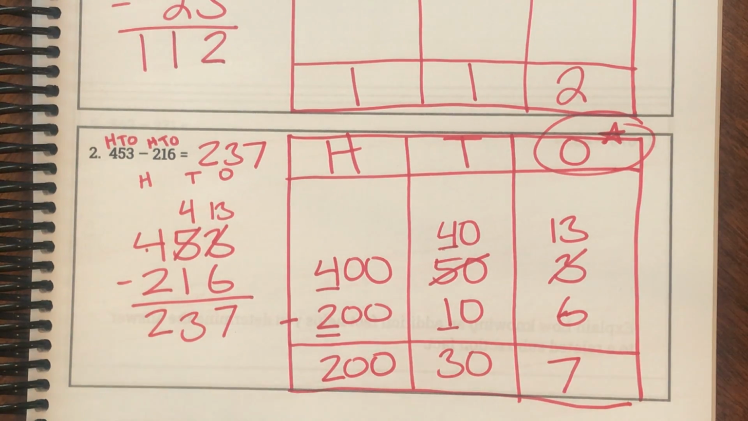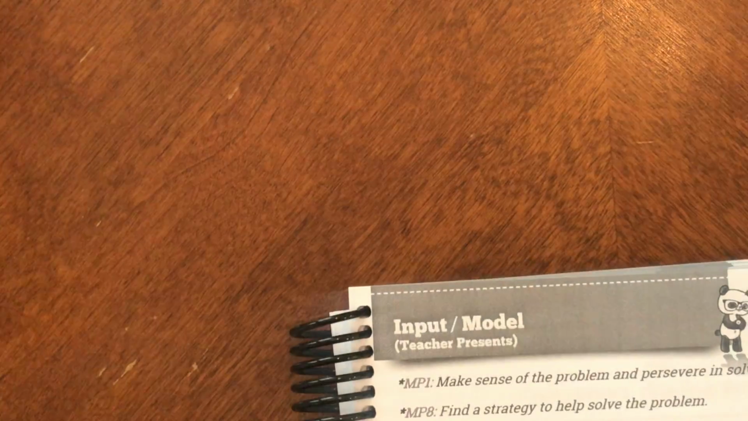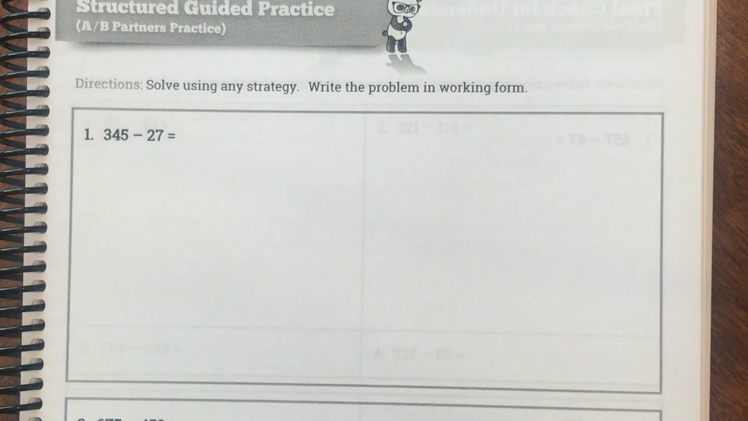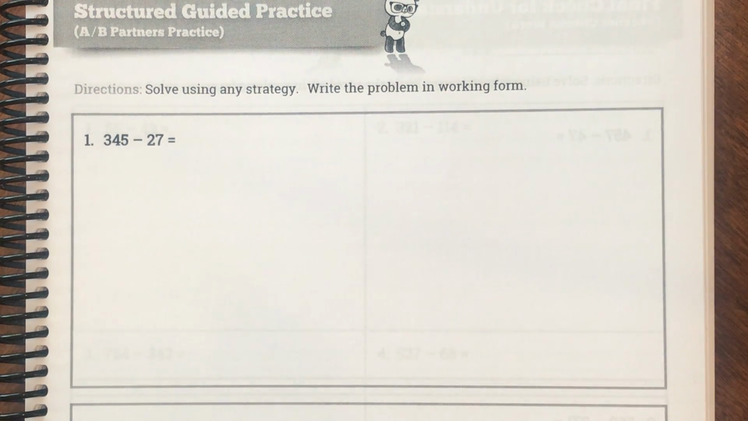Okay, ladies and gentlemen, let's try some together. We're on page 112. We're on page 112. And our first problem is 345 subtract 27.